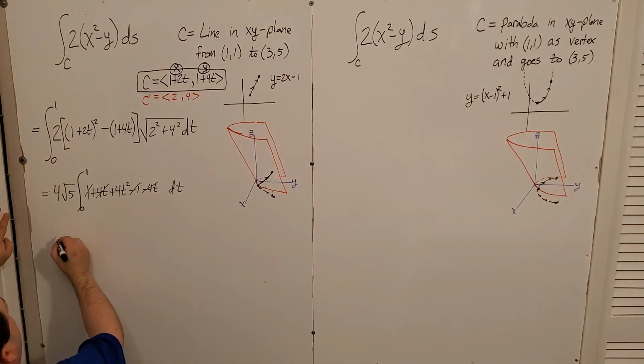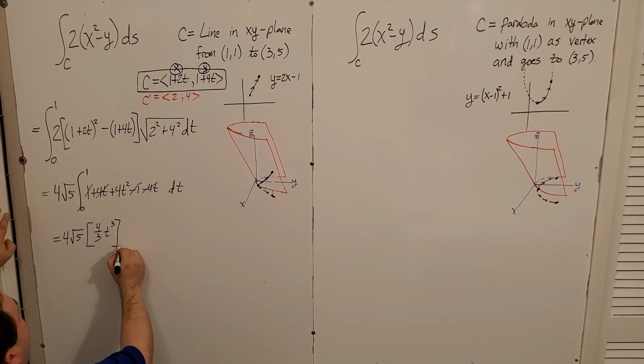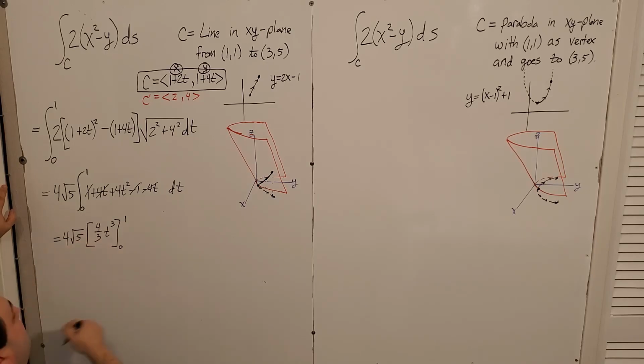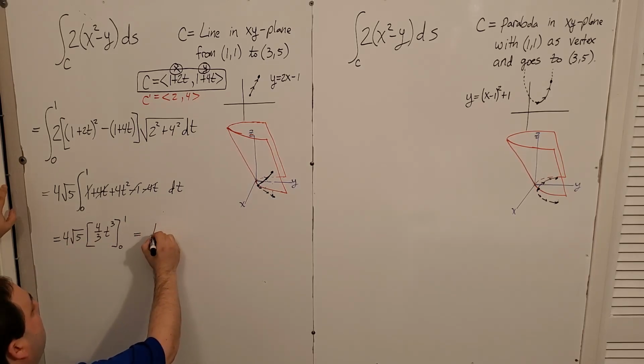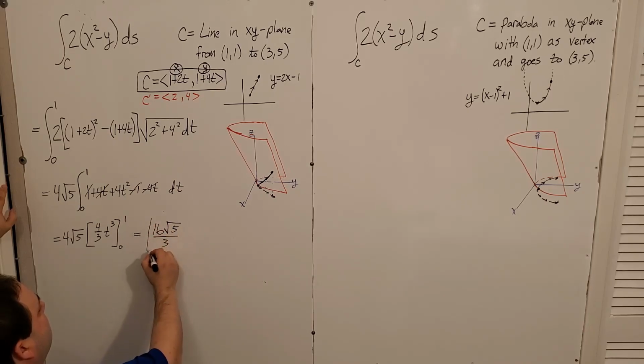Okay. So I'm left with 4 square root of 5 times 4 thirds t cubed evaluated from 0 to 1. When I plug in 0, I get 0. When I plug in 1, 1 cubed is 1 times 4 thirds. So I get 4 thirds times 4 square root of 5. So that's 16 square root of 5 thirds.